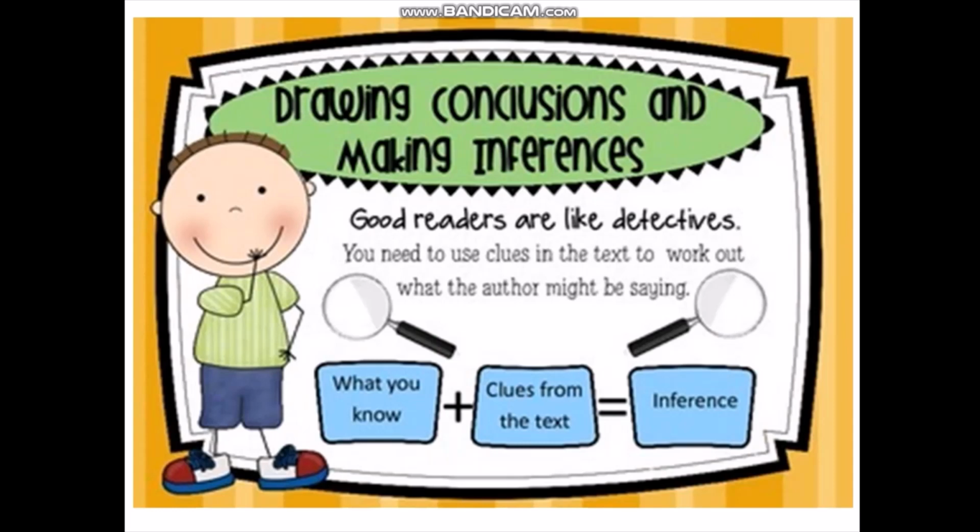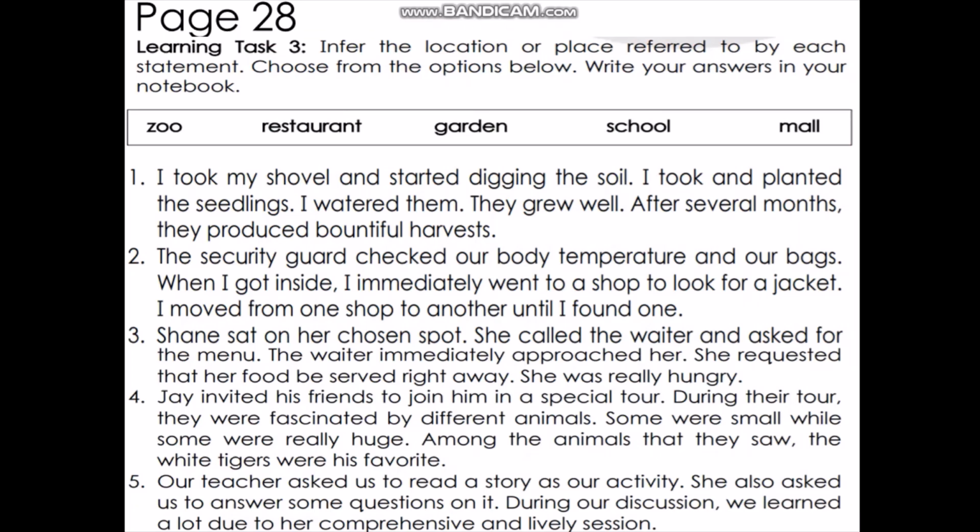So, drawing conclusions and making inferences, good readers are like detectives. You need to use clues in the text to work out what the author might be saying. So, what you know plus clues from the text equals your inference.